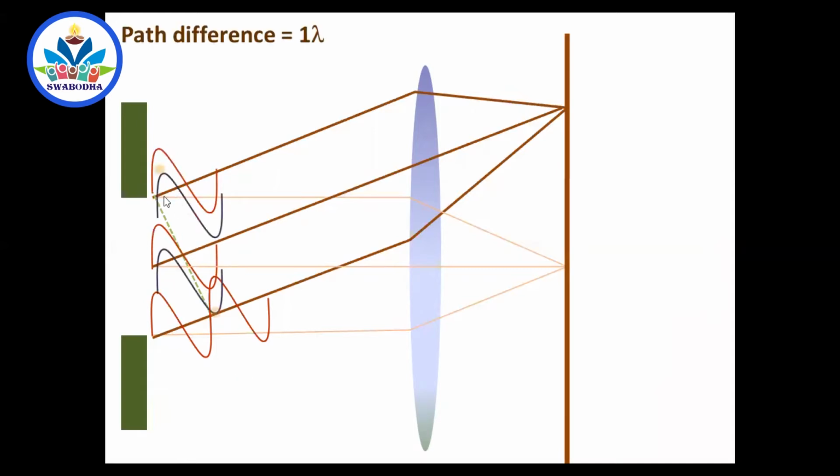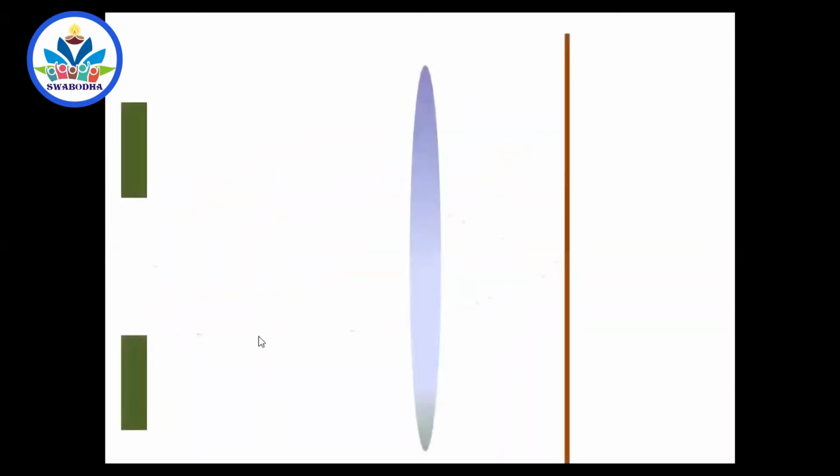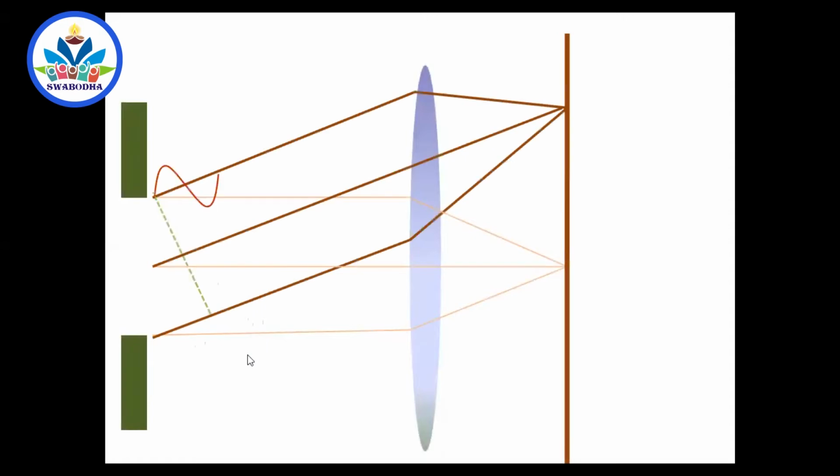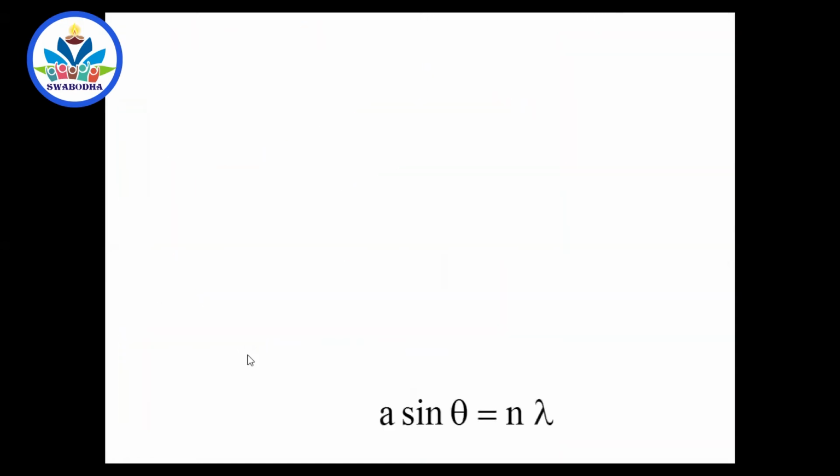So for all the waves starting from the top half of the slit, there are waves in the bottom half of the slit, and they cancel each other. So if a sin theta is equal to n lambda, then it's a destructive interference, you know it. Path reference, if a sin theta is equal to n lambda, but n starts from 1. Please remember, n starts from 1, not 0.